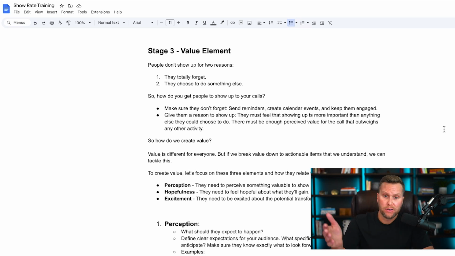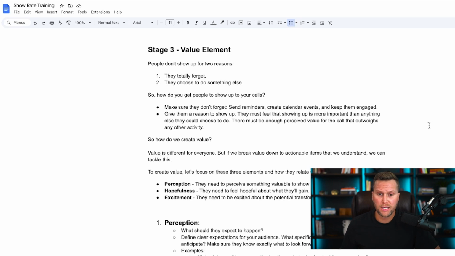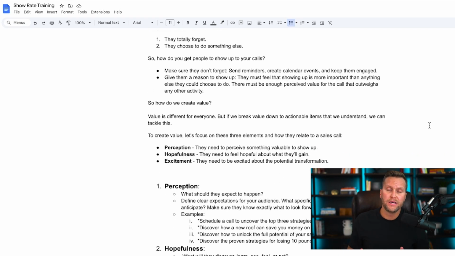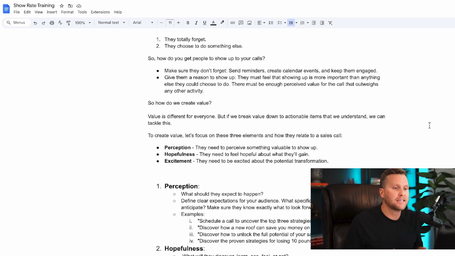So to create value, what I want to do is focus on 3 elements and how they relate to the sales call. Number 1 is perception. Number 2 is hopefulness. And number 3 is excitement. Let's define these. Perception, they need to perceive something is valuable to actually show up to the call. Then they must be hopeful. They must feel hopeful about what they'll gain from the call. Excitement, they need to be excited about the potential transformation. So there's perception, hopefulness, and excitement. Now we must have all 3 of these to create value.